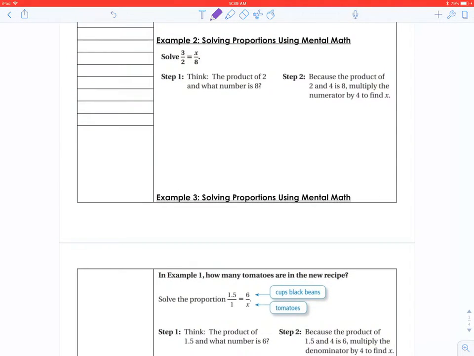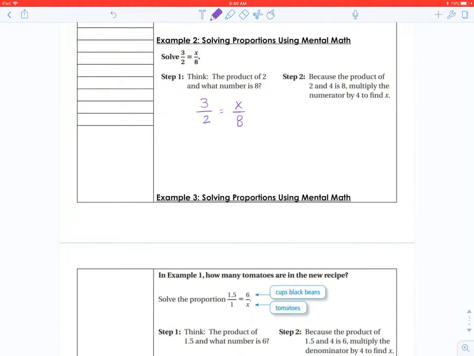The second part of our 5.3 notes asks us to solve two examples using mental math. So that means that for this part of the notes, we're not really going to be writing too much stuff down. We're more just going to be thinking about how to solve these proportions out. So I'm being asked to solve 3 halves, or 3 is to 2, as x is to 8, and determine what is the value of x that's going to make this equal to one another.